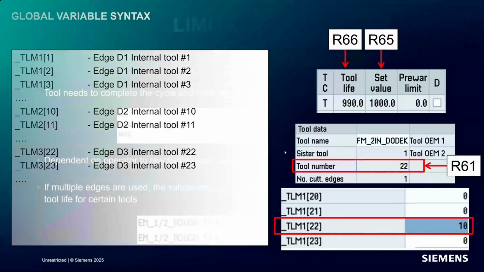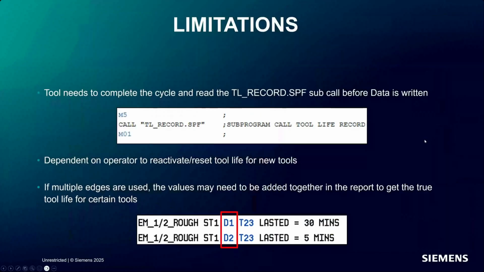So I want to come back here and talk about some of the limitations. Now we're almost at the finish line here. But you might have seen this right off the bat. One of the limitations is that doing it the way that I'm doing it, calling it up as a subprogram to record the tool life and to write the tool life, means I'm having to run the entire tool path all the way down to the M1, or when that tool is complete. It has to complete its cycle and read that program before it writes that data to the variable.